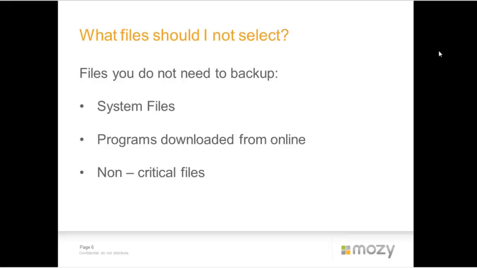Okay, so programs downloaded from online, things like Google Chrome, iTunes again, any programs that you can download for free off the internet that you use on a day-to-day basis. A lot of these are executable files, or DMGs in the case of a Mac. They're not critical to you. You may use them in your day-to-day work environment, but you can download them faster from the web than you might do creating a restore from Mozy.